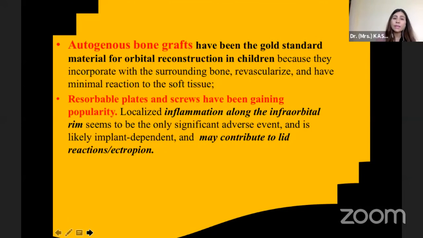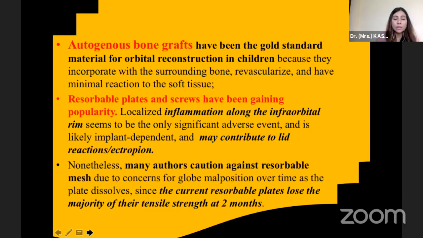However, when there's enophthalmos, how do we manage the situation? Many of the surgeons still consider the autogenous bone graft to be the gold standard because the autogenous material revascularizes well. Many surgeons prefer the resorbable plate, but there are different types of resorbable plate, which can be poly-L-lactate, that is the RapidSorb, or it can be poly-D-lactate, PDS, or PCL, that is polycaprolactone.